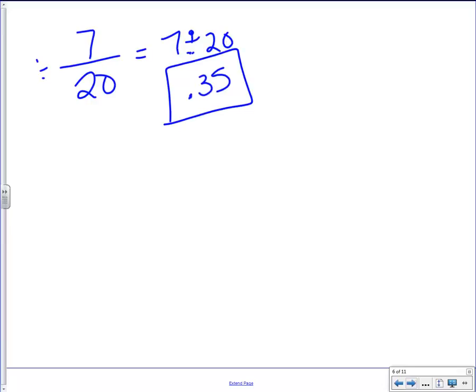And then I need this as a percentage, and remember, we've been talking over and over that if you want a percentage from a decimal, you move it 2 places to the right, and so we end up with 35%.